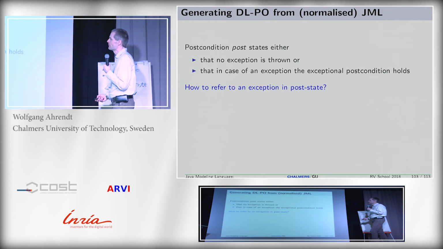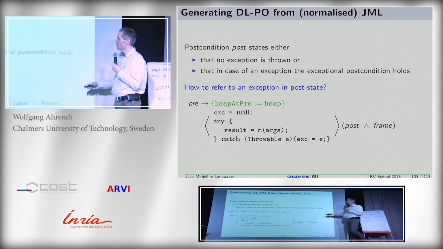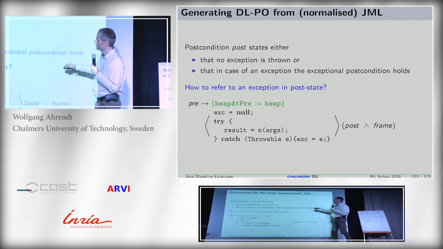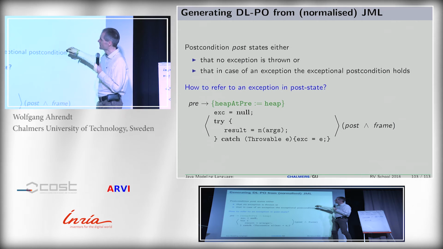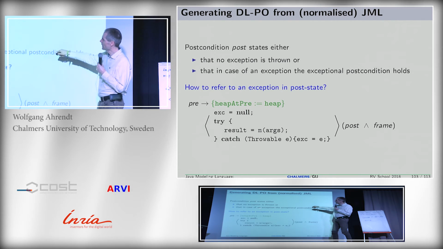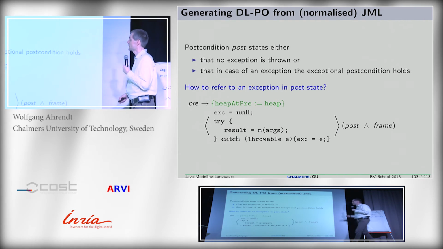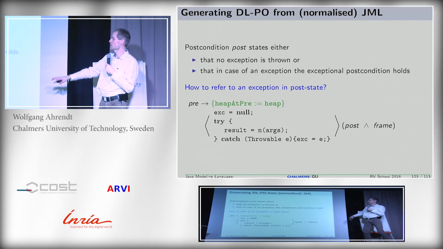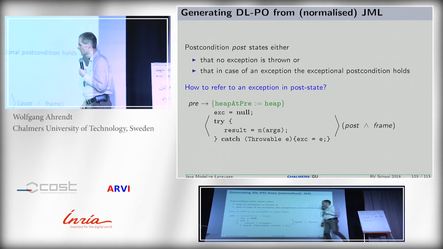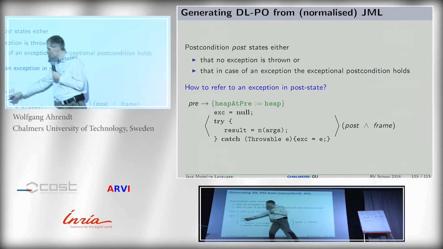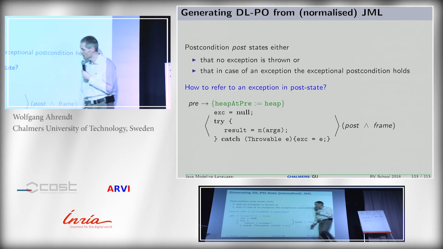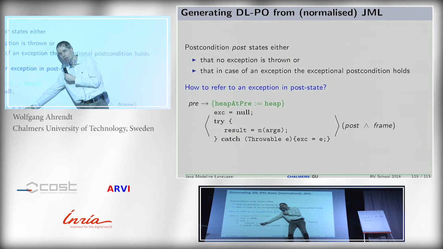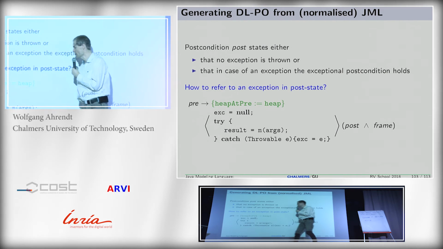And then at the end of the day, we translate from this contract, which states that either no exception is thrown, or in case an exception is thrown, the exceptional postcondition has to hold. So we have to take care of that in our logic. Now in this modality, this black part is Java, but the thing we want to verify is just this little m here. This is the code we want to verify.